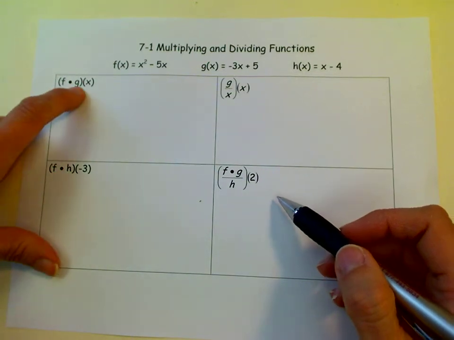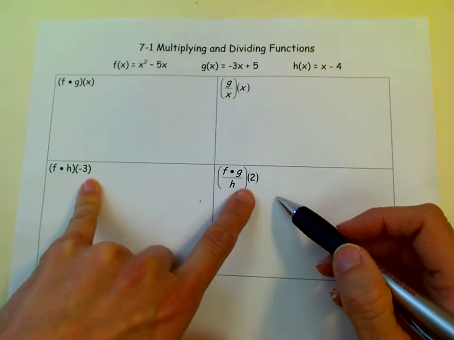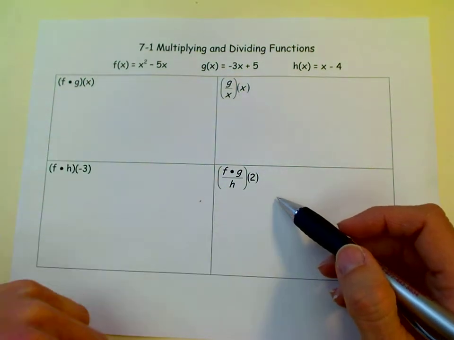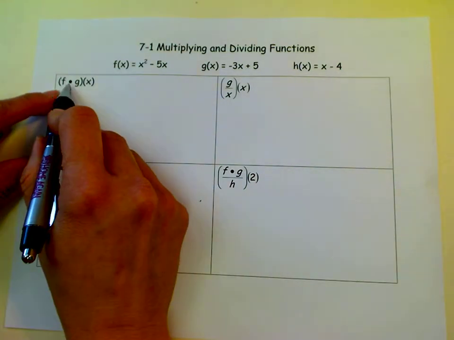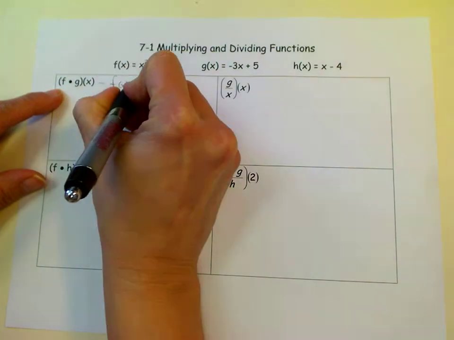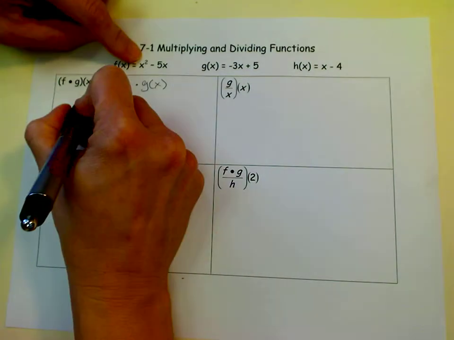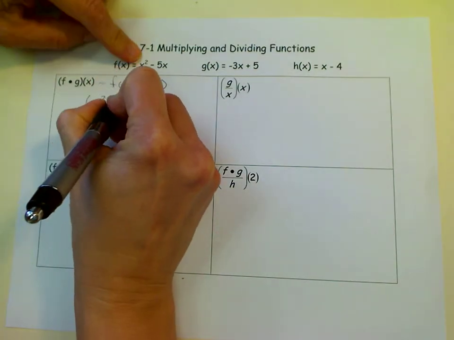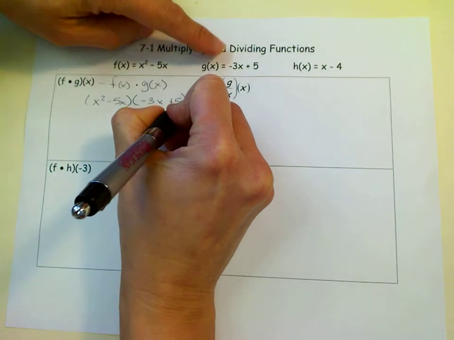What we're going to do is just do whatever it says. We're going to multiply f and g. If there's an x, we just use whatever they gave us. If there's a number, then we'll put the number in, figure out what that is, and then do our operations. So this first one here, f of x times g of x. That's what this means, f of x times g of x. So we take our f, which is x squared minus 5x, and we're going to multiply it by g, which is negative 3x plus 5.